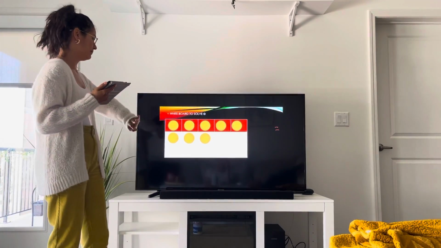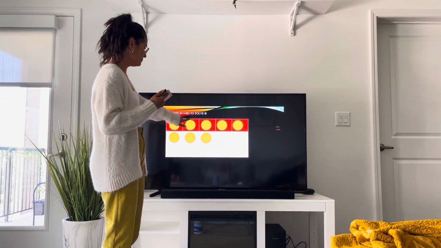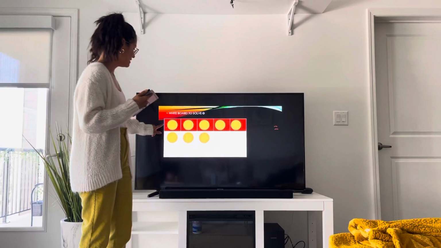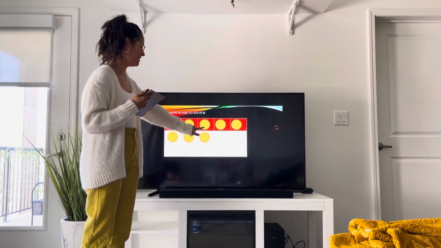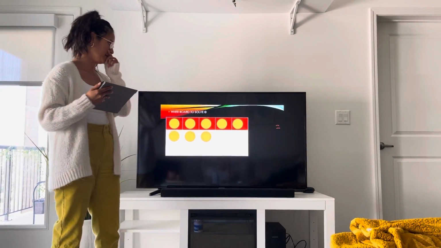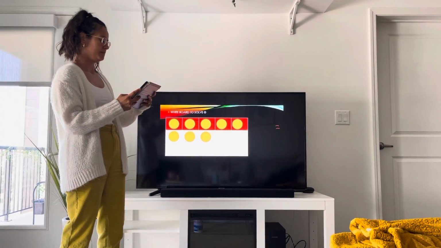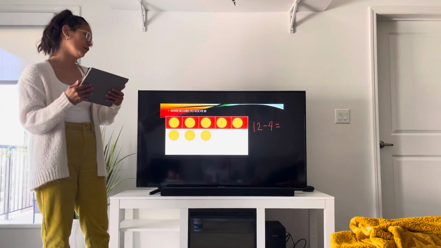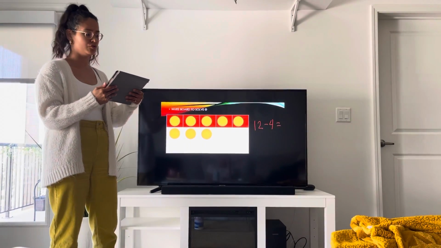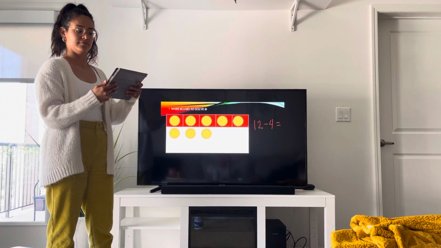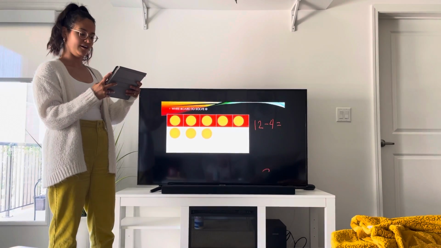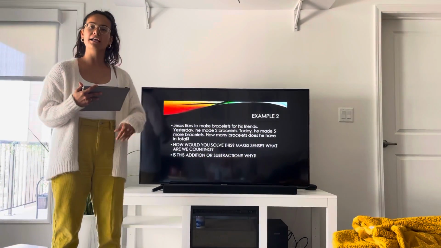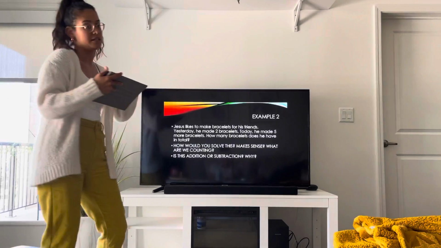Let's count again. 1, 2, 3, 4, 5, 6, 7, 8. Okay, there are 8 left over. Let's see if that makes sense, okay? So 12 minus 4 is the number sentence equals what? 8. Good job. It is 8. Very good. Okay, let's look at example 2. Okay, that's a different problem.